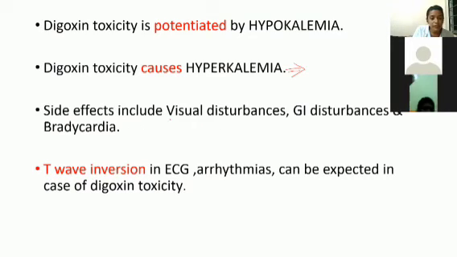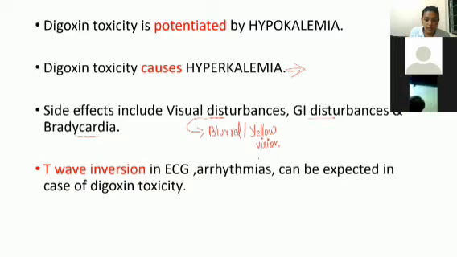Then side effects include visual disturbances, GI disturbances, and bradycardia. So side effects of digoxin are also very important. In visual disturbances, we can expect blurred or yellow vision. This is a question from NIMHANS. In the last NIMHANS exam, they asked this question. Blurred or yellow vision is a side effect of digoxin therapy.